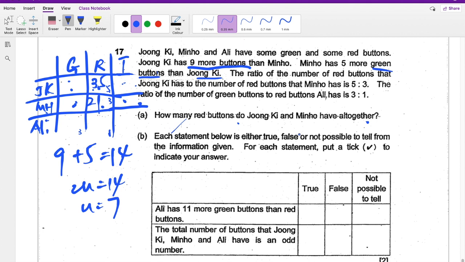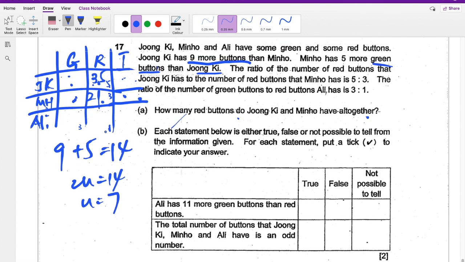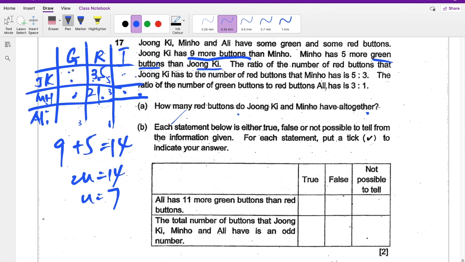He asks how many red buttons do Junki and Minho have altogether. Well, we have already calculated this ratio is 5 to 3, total is 8 units, right? Then based on the difference of total and difference of the green buttons, we calculate the difference of the red buttons. For example, in case he said total is 9 more than this one, and green is 5 more than this one, then we easily calculate the red is 9 minus 5, which is 4 more, right?